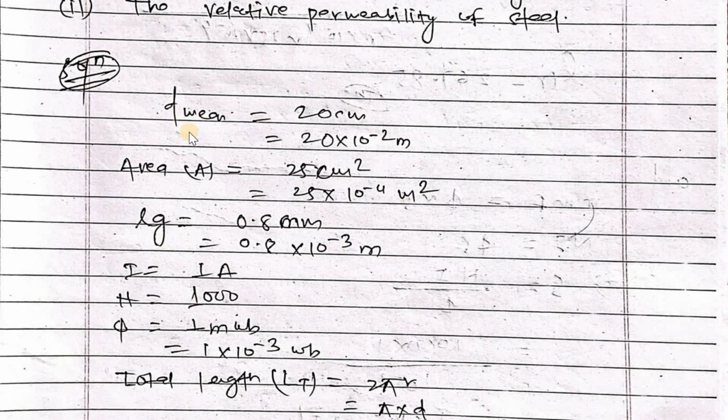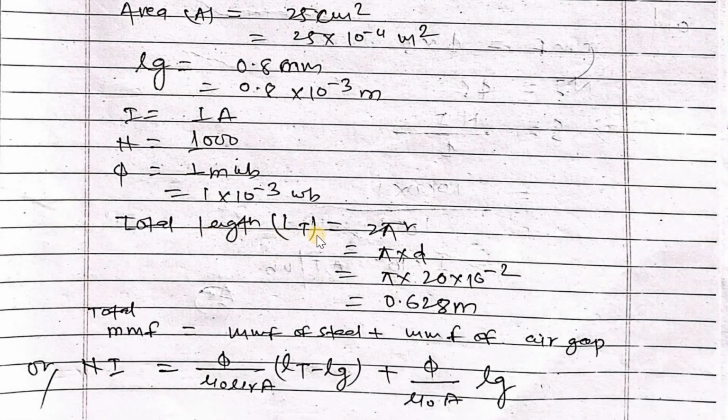Mean diameter is 20 centimeters, so convert 20 into meter. Area is 25 centimeter square, so convert this area into meter square. Lg, the length of the air gap, is 0.8 mm, so 0.8 into 10 to the power minus 3 meter. I is 1 ampere, N is 1000, phi is 1 milliweber, so 1 into 10 to the power minus 3 Weber. Total length equals 2 pi r. Put the value of r, and in place of 2r you can write d.